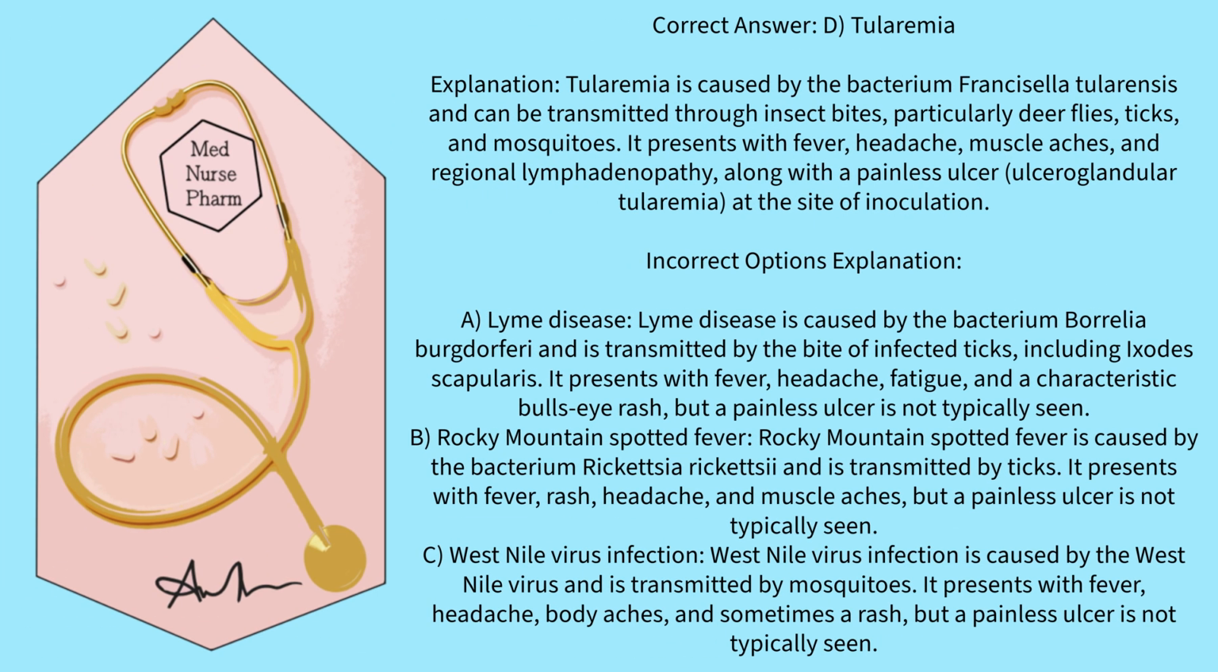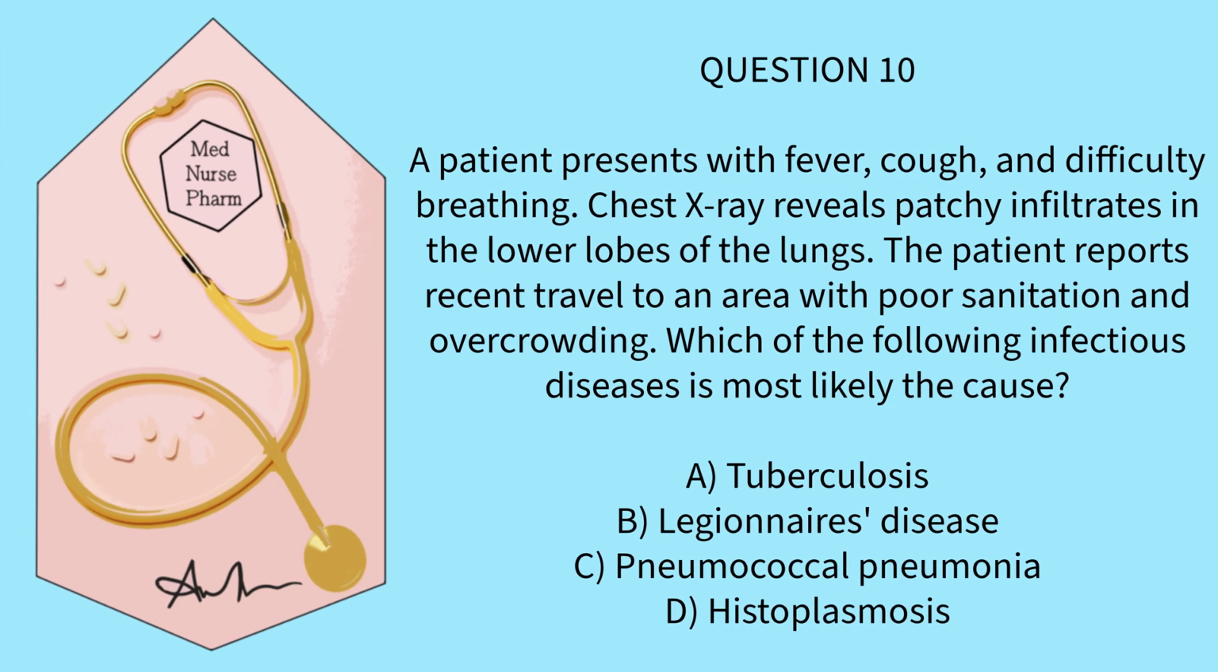If you chose option D, you are correct. Tularemia. Tularemia is caused by the bacterium Francisella tularensis and can be transmitted through insect bites, particularly deer flies, ticks, and mosquitoes. It presents with fever, headache, muscle aches, and regional lymphadenopathy, along with a painless ulcer at the site of inoculation. Question 10. A patient presents with fever, cough, and difficulty breathing.